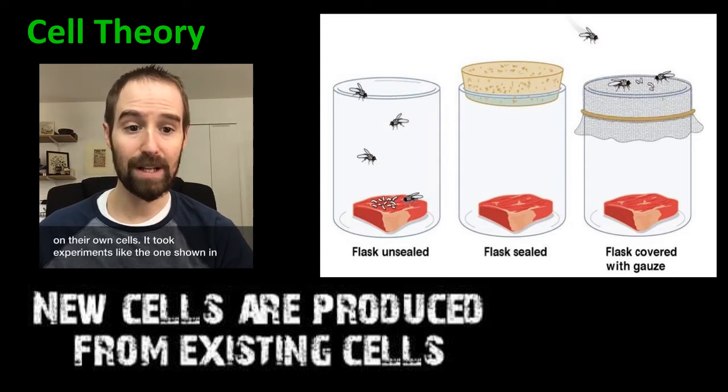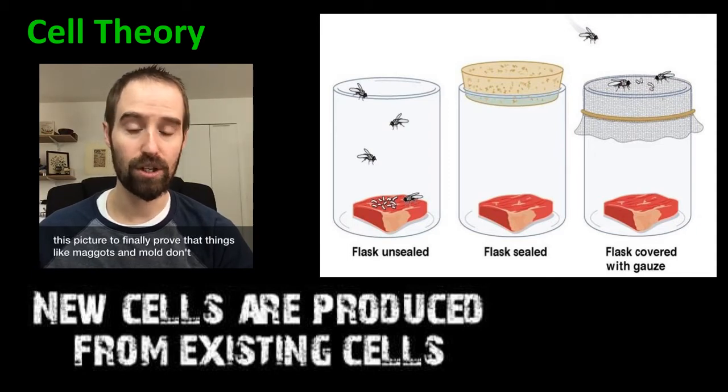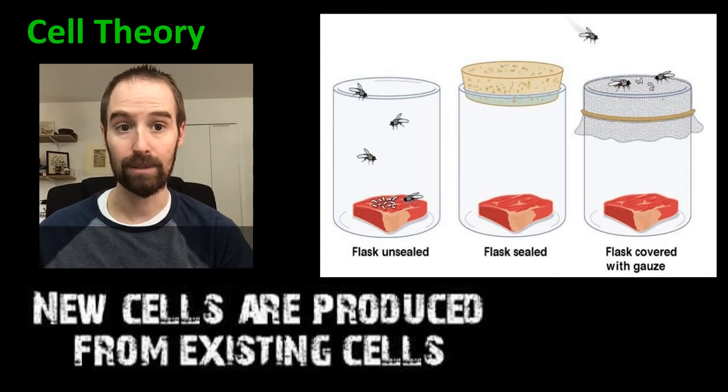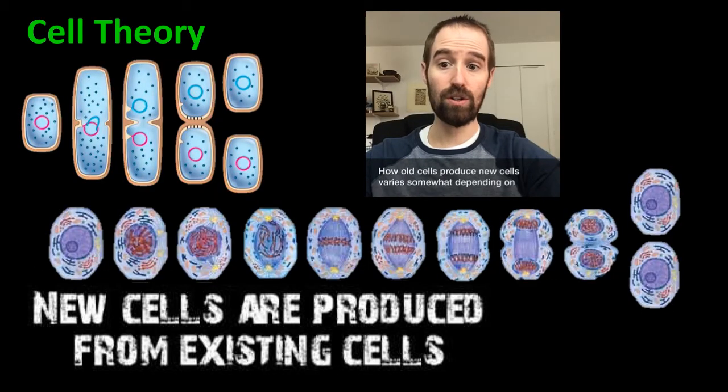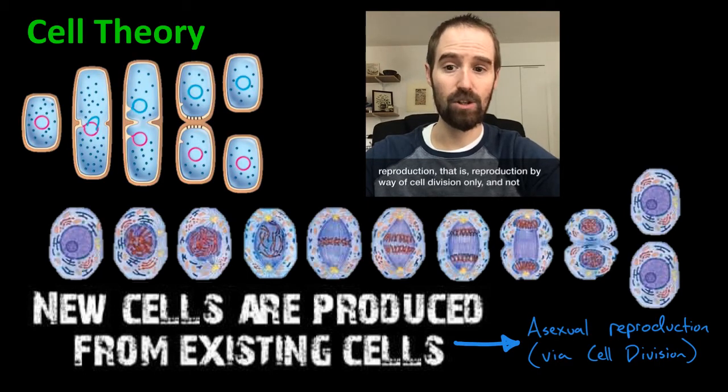It took experiments like the one shown in this picture to finally prove that things like maggots and mold don't suddenly appear out of nowhere. How old cells produce new cells varies somewhat depending on whether you're a prokaryote or a eukaryote, but cells are capable of replicating themselves. On a basic level, this is what we call asexual reproduction. That is, reproduction by way of cell division only, and not based on the combination of cells and genes from two separate organisms of the same species.